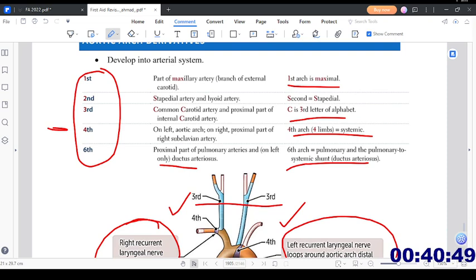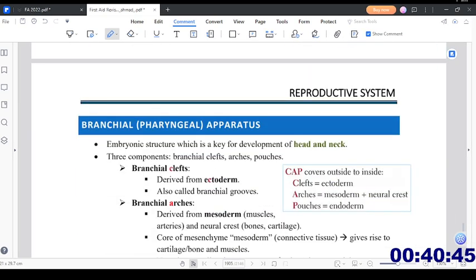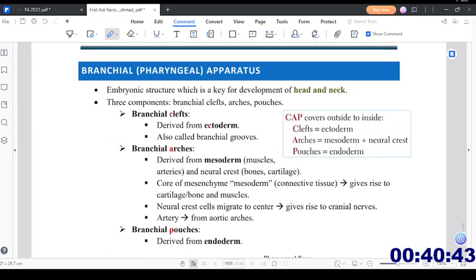Okay, let's move on. So the branchial and the pharyngeal apparatus. These are embryonic structures which are key for the development of the head and neck. There are 3 components: branchial clefts, arches, and pouches.